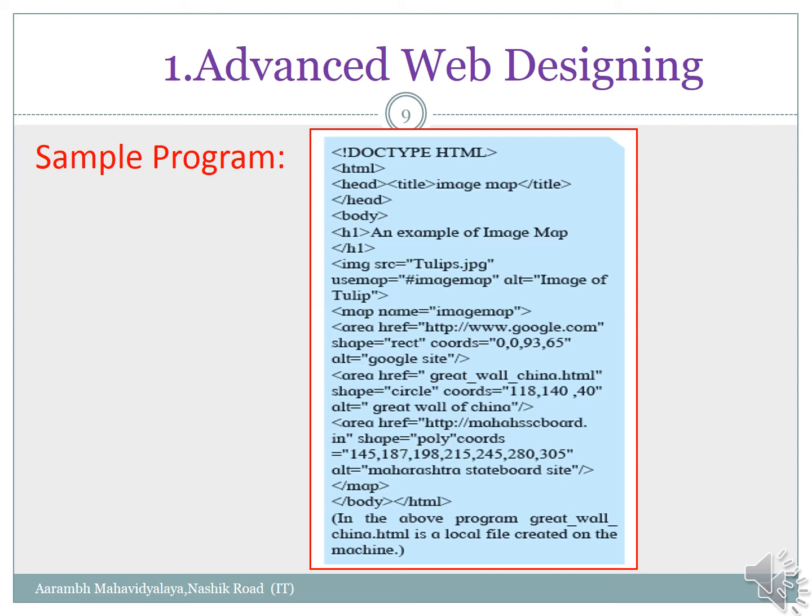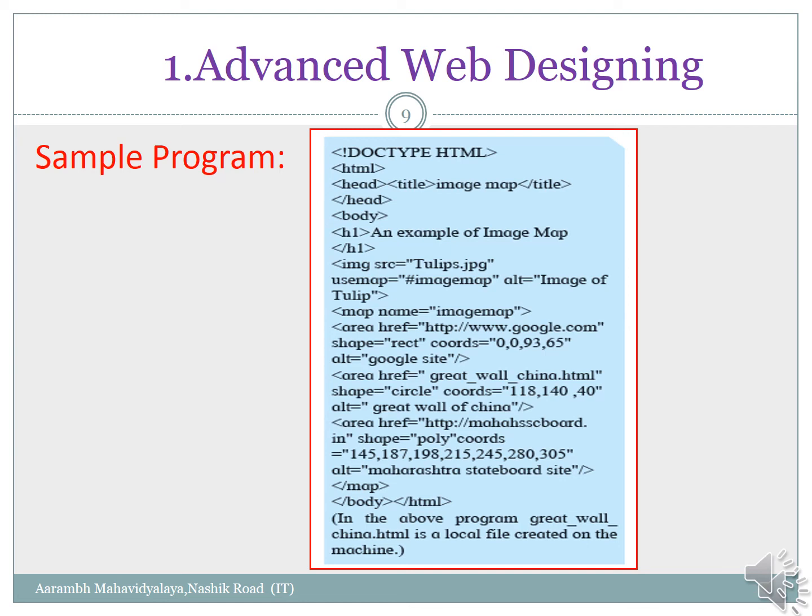Now let's see its sample program. You have to go through this program, as this is not only a sample of image mapping, but it is also one of the practical problems. Here, first of all, we have to specify the doctype as HTML, then provide html, head, title, end of head, then body, and under body we are specifying the heading as an image map example. After that, we have to specify an image.